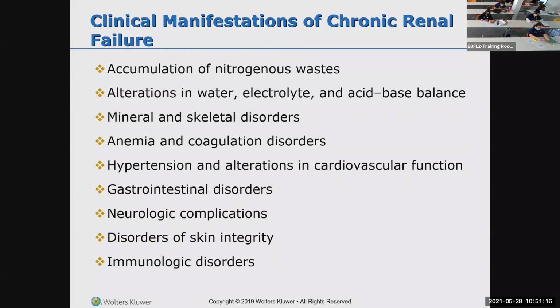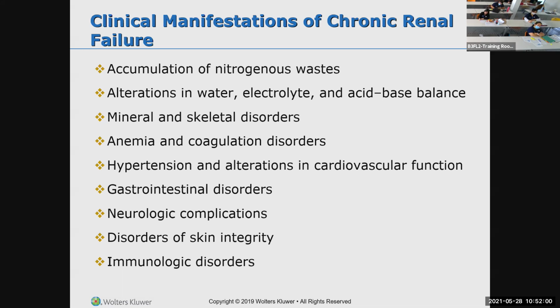Now, the clinical manifestations of chronic renal failure. Look at that one. Everything is piling up. Accumulation of nitrogenous waste that leads to azotemia. Please remember, I mentioned earlier, azotemia, because my nitrogenous waste products are building up in my blood. Number two, alteration in water, electrolyte, and acid-base balance that leads to edema.